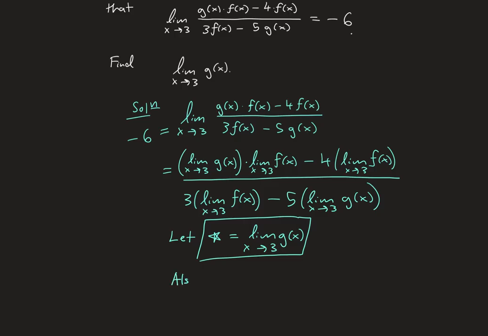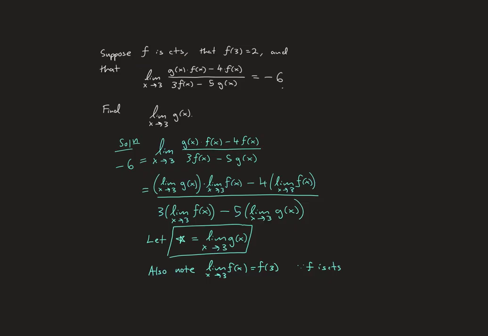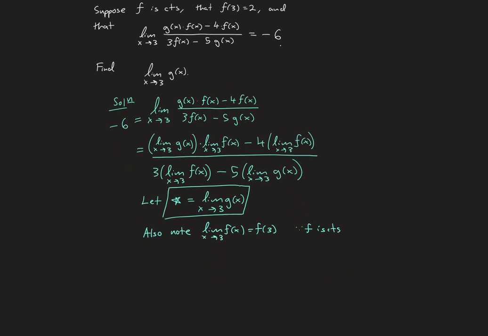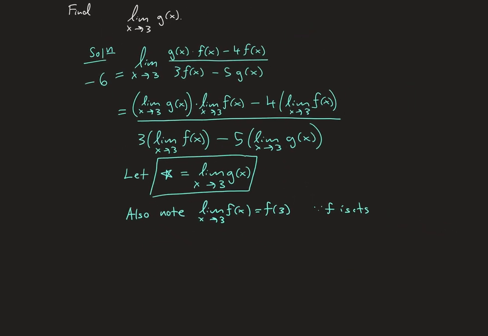Also, this is really important. Note that the limit as x approaches 3 of f of x, so this thing and this thing, is equal to f of 3 because f is given to be continuous. At the very beginning, it says suppose f is continuous. Oh, but I also know that f of 3 is equal to 2. So this is going to simplify a lot. Every time I see this right here, I can replace that with 2 because of this logic, and this logic is really important to say. That's how we were able to do that.